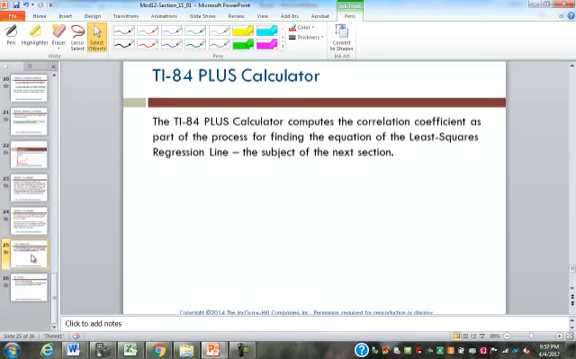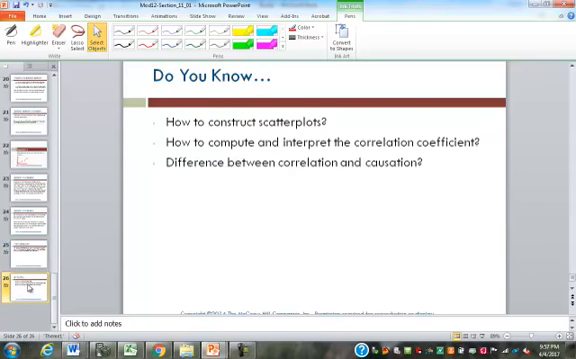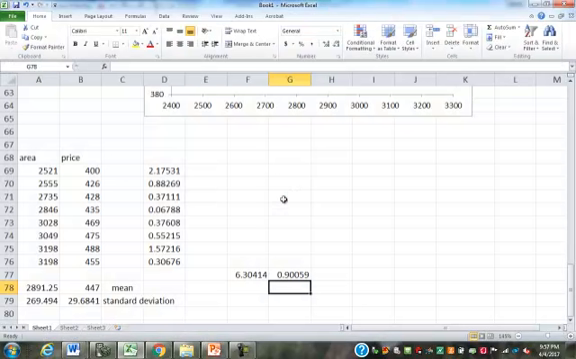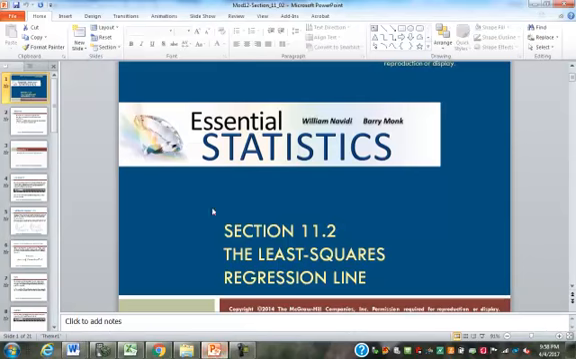So the calculator will calculate correlation, and we'll look at it when we do our regression line. We'll actually do correlation on Excel as well when we get to that point. So we looked at how we construct scatter plots, and we looked at calculating the correlation coefficient and interpreting it, and also that warning against assuming causation. So now let's move on to looking at the least squares regression line.